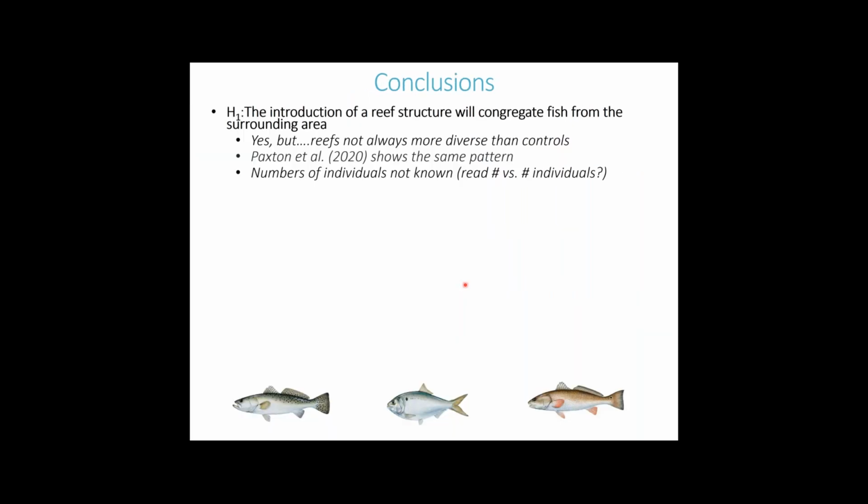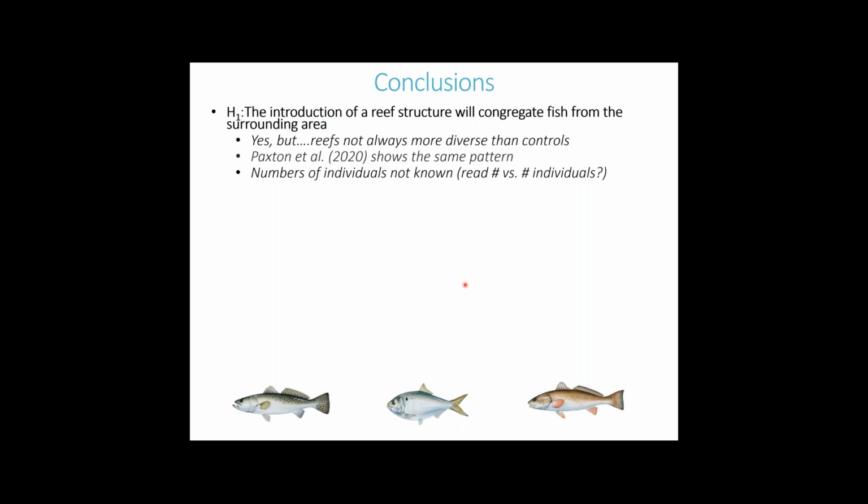So if I come back to my original hypotheses, the introduction of reef structure will congregate fish from the surrounding area. The answer is yes, sort of, but reefs are not always more diverse than control habitats. The interesting thing is that Paxton et al. published a study in 2020 where they showed the same pattern on a global perspective. This was a meta-analysis, not necessarily with eDNA, but with other sampling approaches, and they more or less show the same thing. We don't see big differences between reef fish assemblages and non-reef fish assemblages based on species richness values.